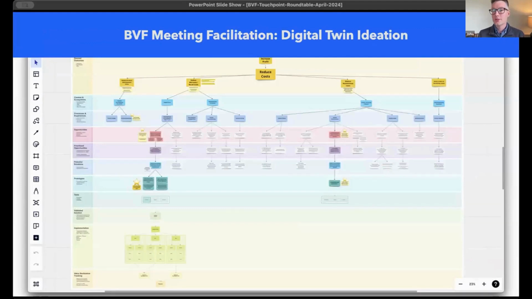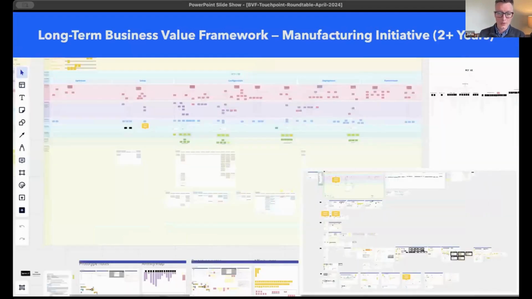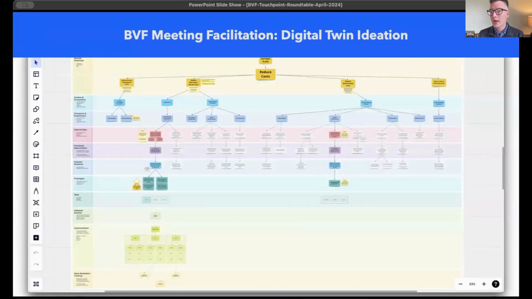We can also use it just to guide a discussion. So this is an example from a meeting facilitation that was just a few hours around some ideation with a client in the digital twin space. And using the framework to keep track of things that came up in the conversation, we were able to narrow down on a couple of areas that merited further exploration, but also map out everything else that we covered in case we need to return to it later. So, this one was 2 years. This one was 2 hours. You can use it in a lot of different ways.